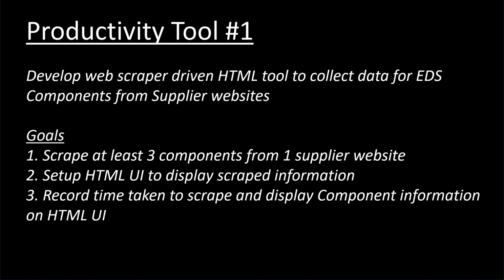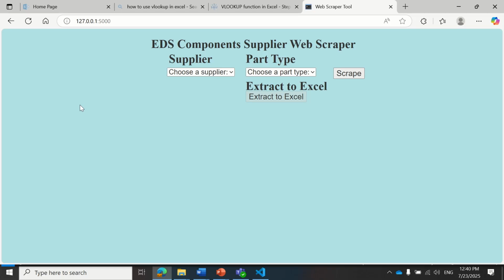The goals of this project include to scrape at least 3 components from one supplier website, to set up HTML UI to display scraped information, and to record the time taken to scrape and display component information on HTML UI. Instead of diving straight into the code, let's start with a quick demo to see how it works. Here's the web interface I built.